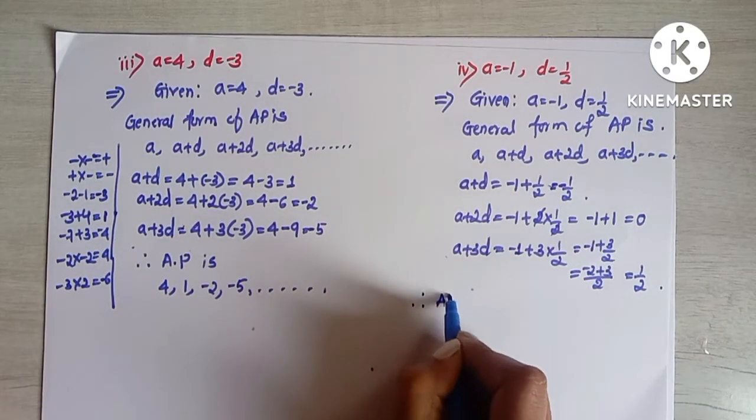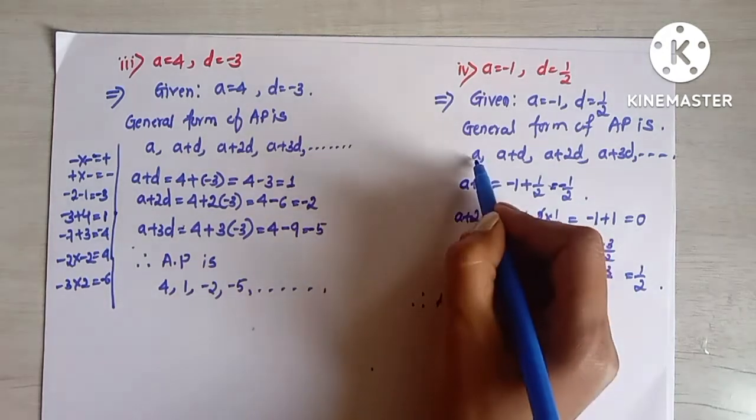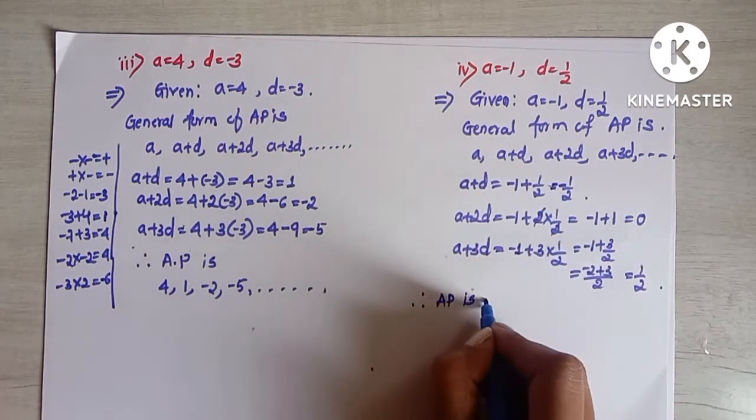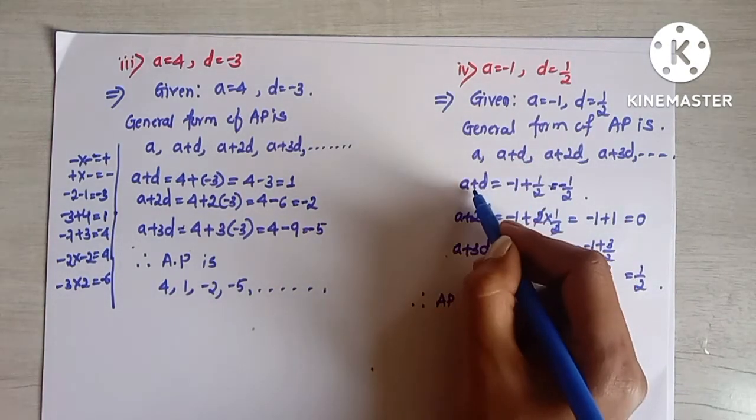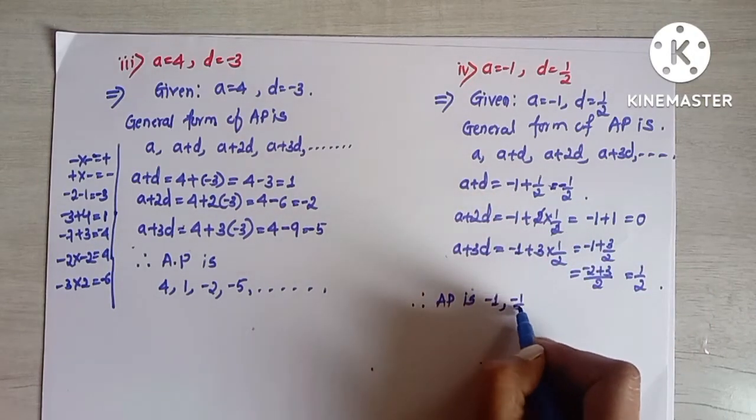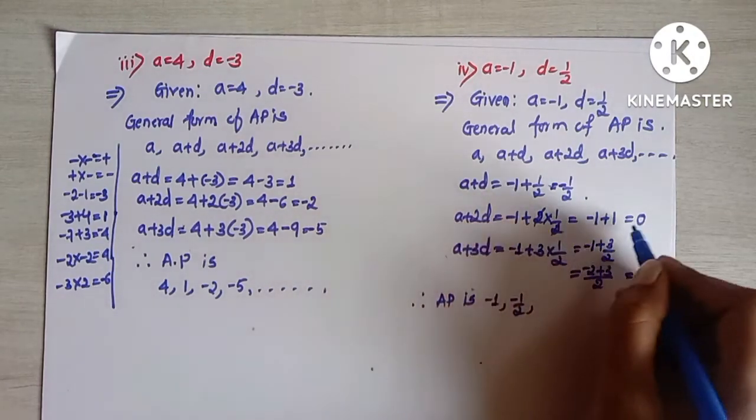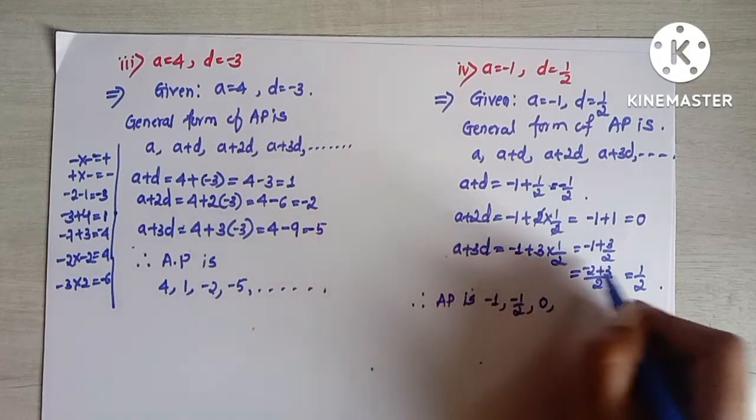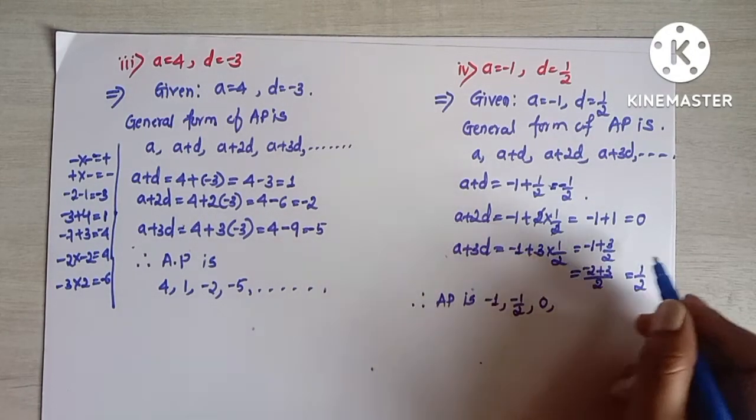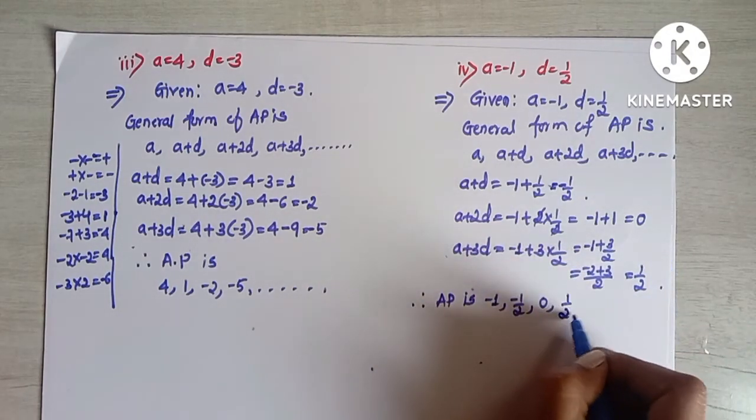Therefore the AP is: first term is a, so what is a? -1. Second term is a plus d, that is -1 by 2. Third term is a plus 2d, that is 0. The fourth term is a plus 3d, that is 1 by 2.